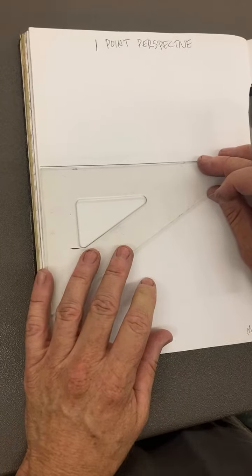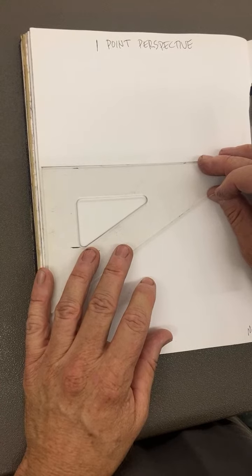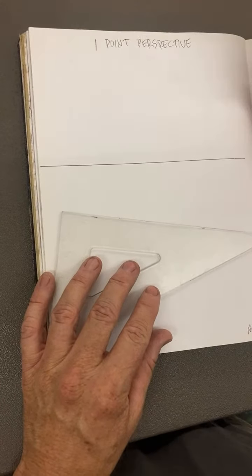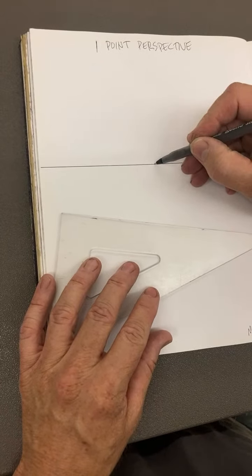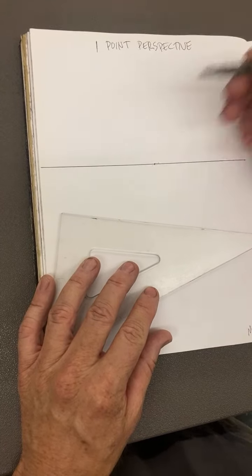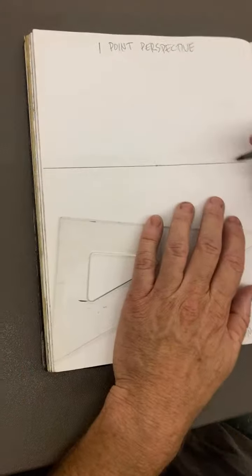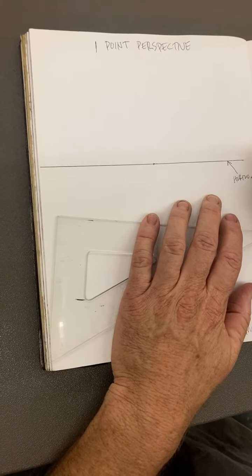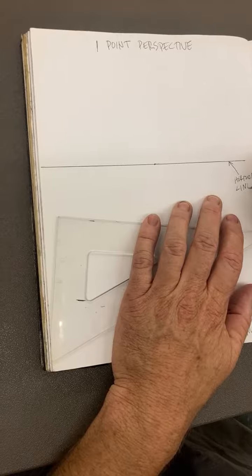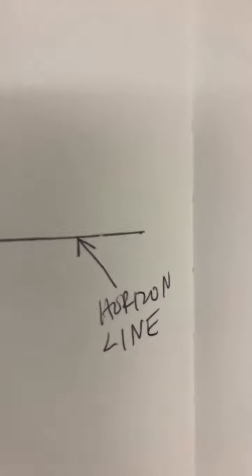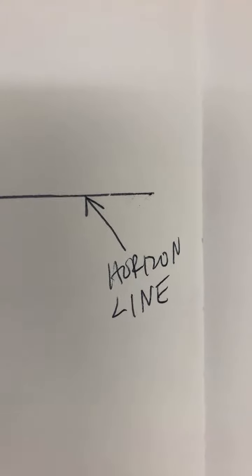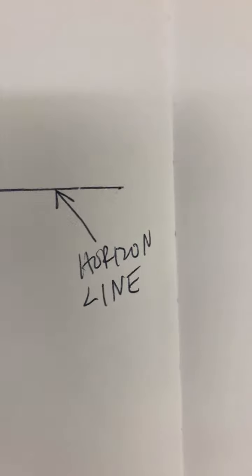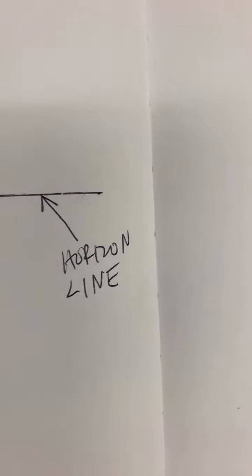Okay, so 1 point perspective. And what I want you guys to do, about in the middle, is put a small point. Now this line is called the horizon line. So write that down. Horizon line, okay? There you go. Horizon line. Okay, that's that line.